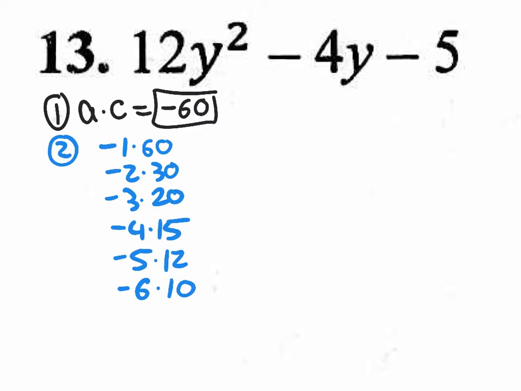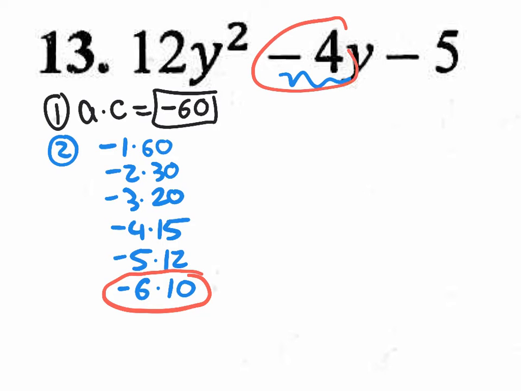Okay, so which pair of numbers combines together to give us the negative 4 as our B value that we see right here? Negative 6 times 10. Okay, now negative 6 and 10, when you combine those, it gives us a positive 4, but we want a negative 4, right? So we're going to change the signs. Positive 6 times negative 10.